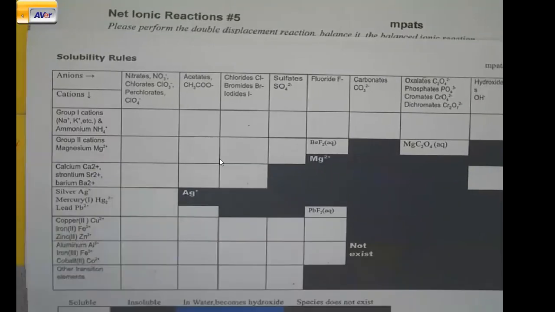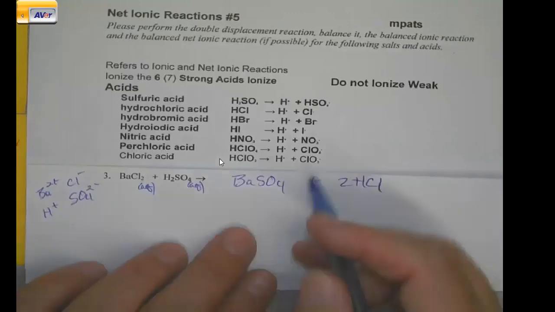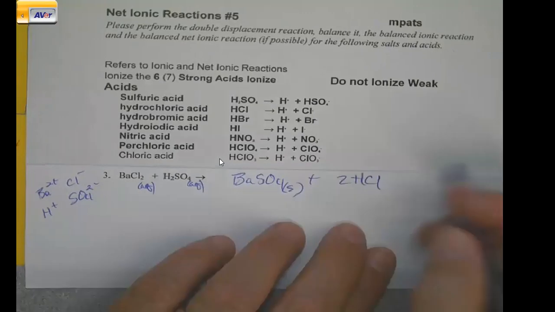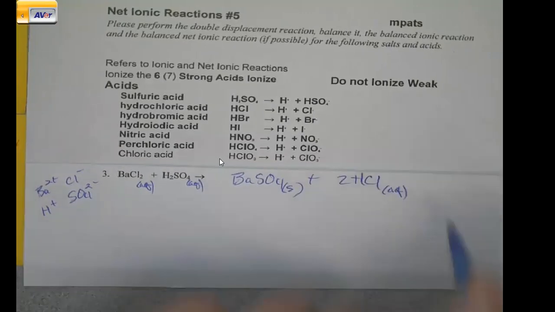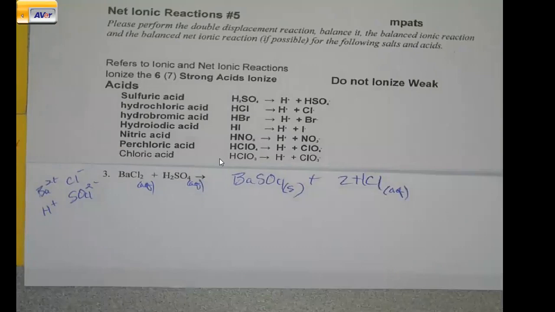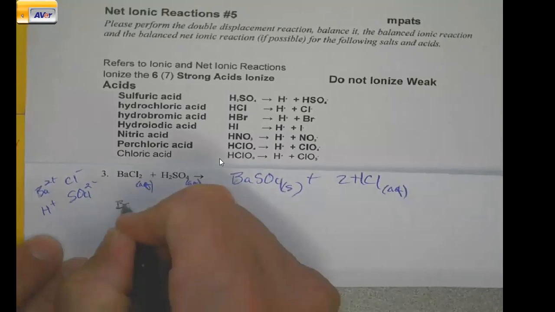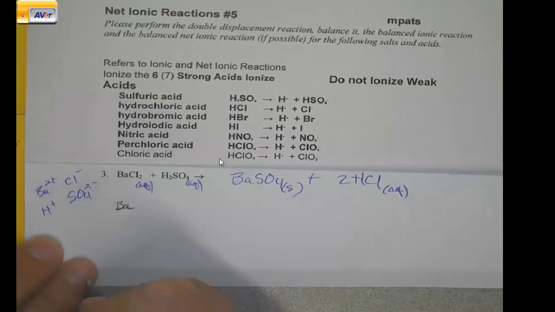So is the barium sulfate soluble or insoluble? Insoluble. Insoluble, good. And the HCl is an acid, so it is soluble. Okay, so Nino, can you break this up into the ions? Ba 2 plus, good. Plus 2 HCl. Well, just read it right off of here.